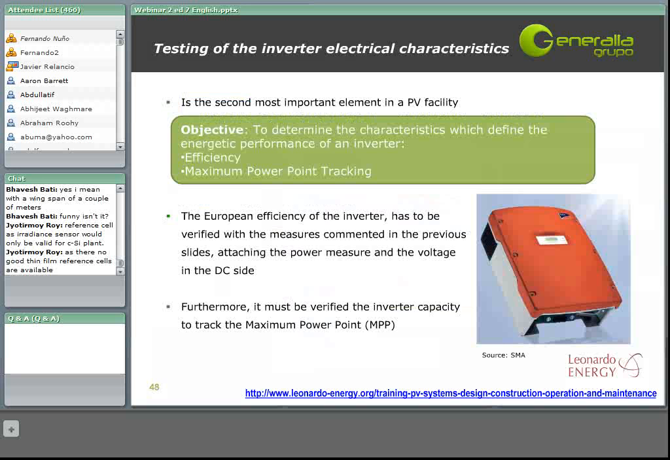Finally, we should also test the inverter electrical characteristics. This is the second most important element in our PV facility, and the main objective would be determining the characteristics which define the performance of the inverter. As we learned during the first webinar, the main characteristics of an inverter would be the efficiency and the maximum power point tracking. We saw during the first webinar that the efficiency is defined by one side from the manufacturer, but there is also what we call the European efficiency of the inverter, which is a weighting depending on the load in the DC side.